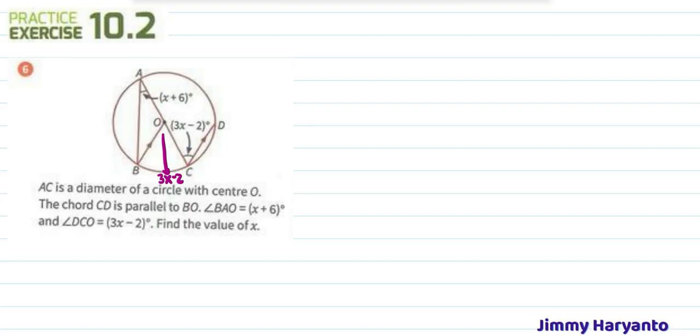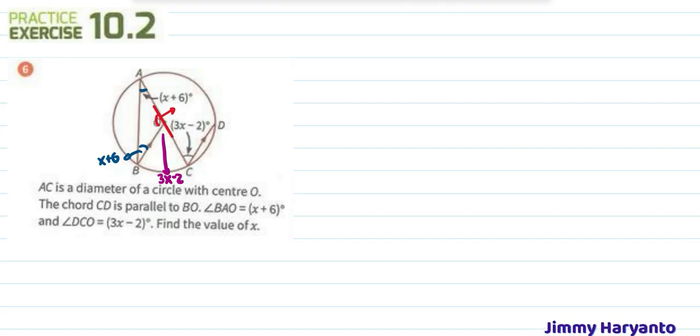And then I want you to take a look at this triangle. This triangle has an equal sides, which is radius and radius right there. That means we also have the same angles. If this one is x plus 6, that means this one also x plus 6. Okay, so I think we can find this one also using the line.